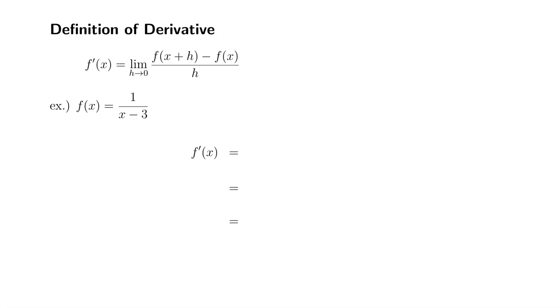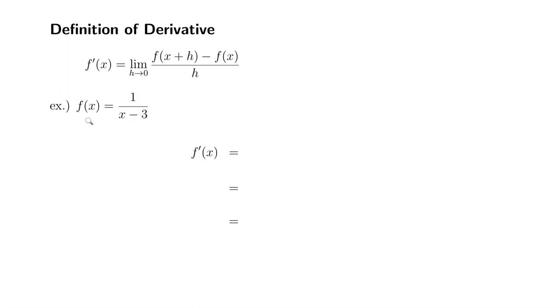All right, let's look at the definition of derivative. So f prime of x is defined as the limit of f of x plus h minus f of x, all over h, as h approaches 0. So let's use this definition to find the derivative of 1 over x minus 3.